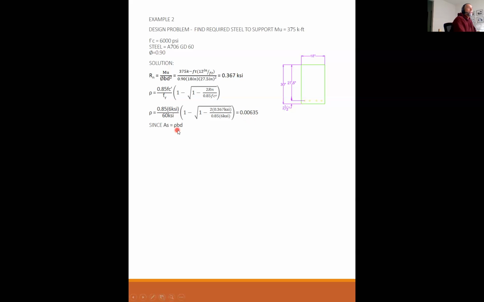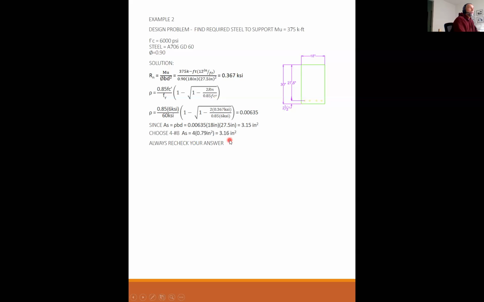Since As is equal to rho BD, I have 0.00635 times 18 times 27.5, and I need 3.15 inches squared of steel. I choose four number 8s. It's kind of hard to regulate this as you go through all these examples, but this As is my required As, and this As is my provided As. You kind of have to get used to these problems and see the context. This As came from the equation that came from the demand. If I choose four number 8s, then the actual provided As is 4 times the area of a number 8 bar, which is 3.16 inches squared.